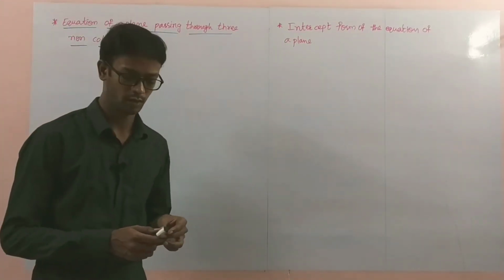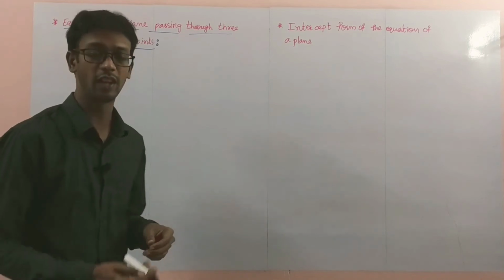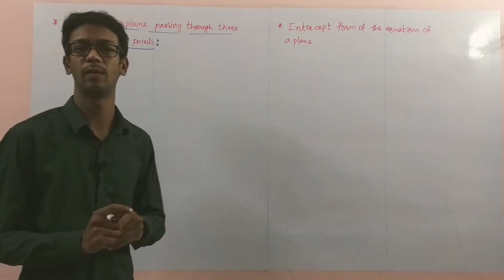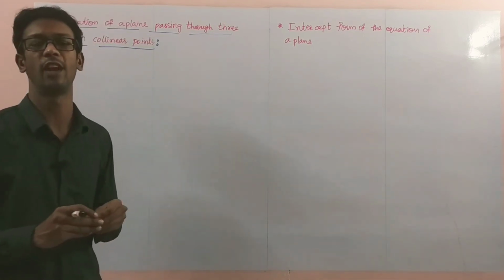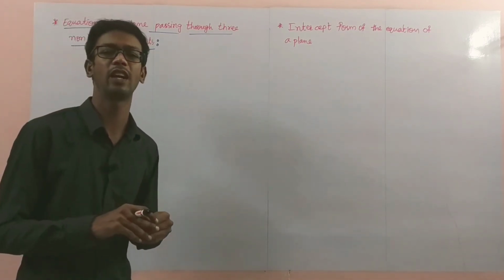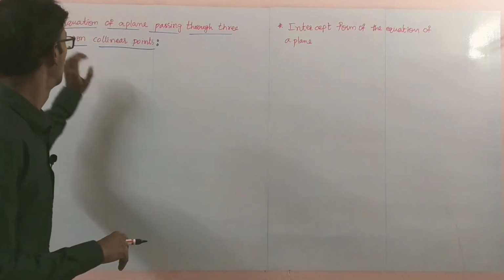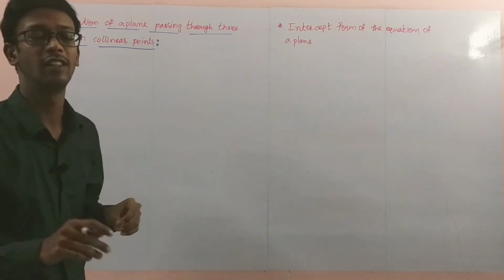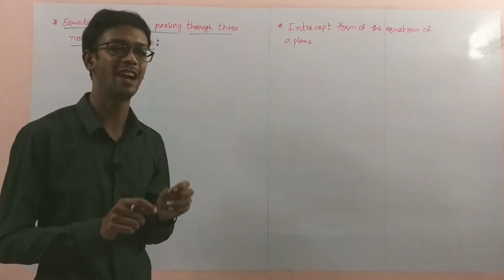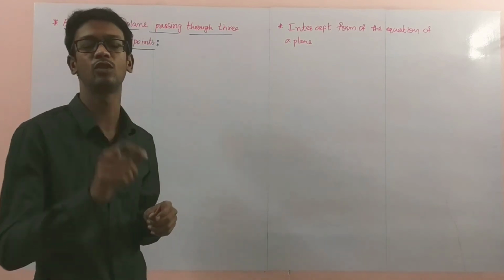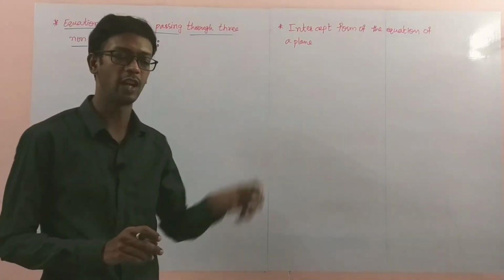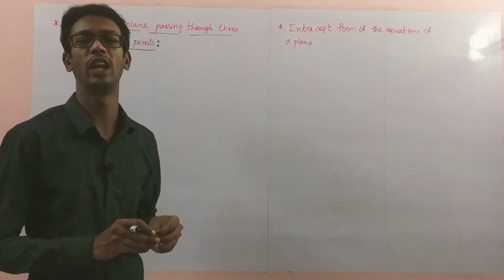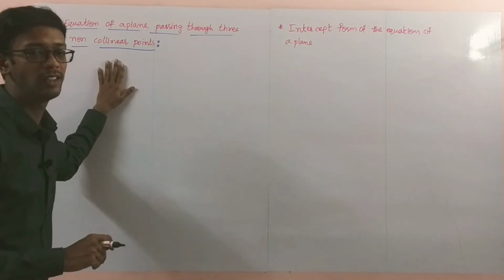Next, this is also one theorem, but you don't need the proof. They'll just ask questions based upon this concept. Direct questions, 3 marks questions. If you know the formula, you can do these problems directly. Equation of plane passing through 3 non-collinear points. Non-collinear points means the determinant should not be equal to 0. If the determinant of the 3 points is equal to 0, then the points are collinear.